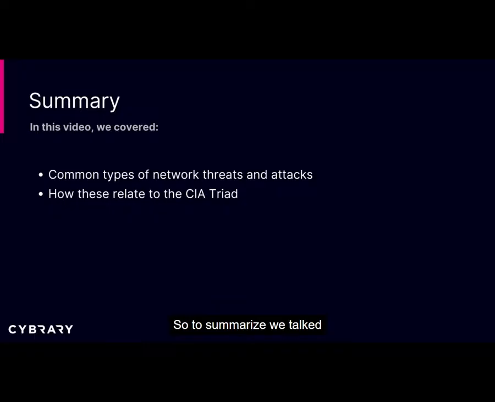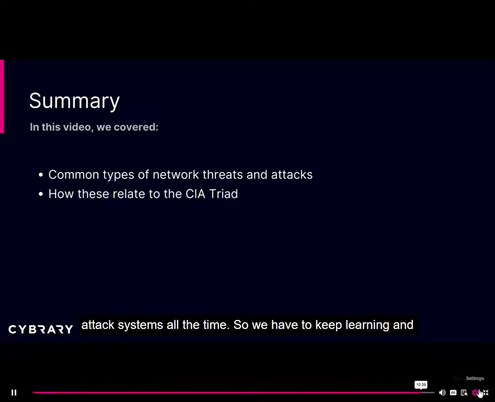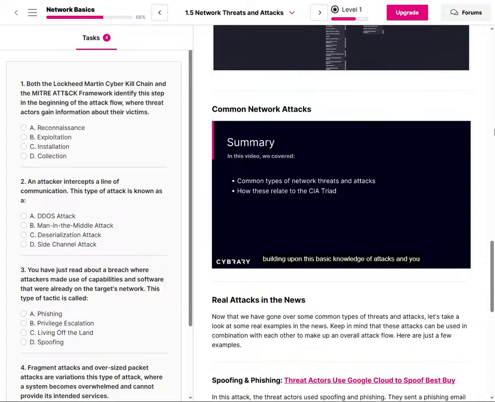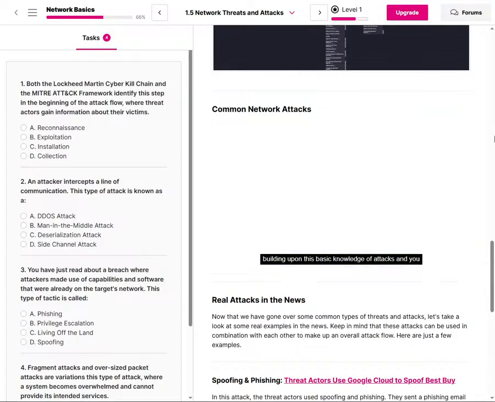So, to summarize, we talked about common types of network threats and attacks and how they relate to the CIA triad. Remember that there are many more variations of these attacks, and cyber criminals are constantly inventing new ways to attack systems all the time. So we have to keep learning and building upon this basic knowledge of attacks and just paying attention to changes in the world as they're happening.